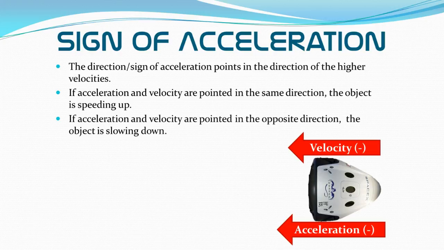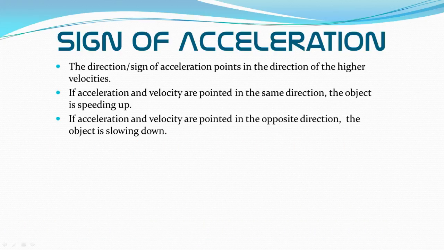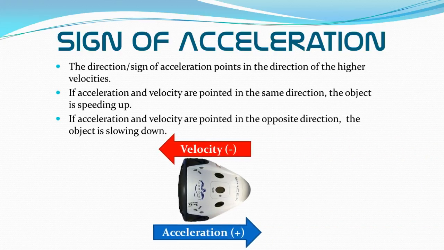Oftentimes, when we talk about negative acceleration, we assume that that means the object's slowing down. But you have to account for the direction of the object, or the velocity. Not all negative accelerations slow an object down, and not all positive accelerations speed an object up. In this case, the space capsule has a positive acceleration, which means all of its highest velocities were ahead of it, or in this case, to the right. However, since the capsule's moving the opposite direction, it's slowing down.